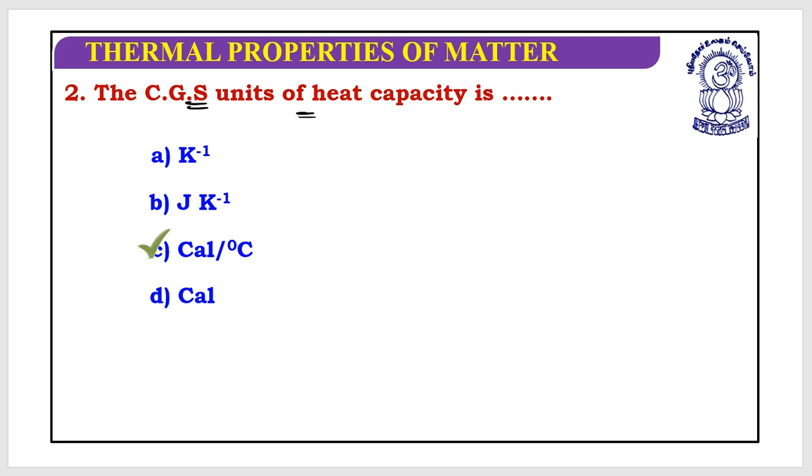Let's work on the next question. It asks for the CGS unit of heat capacity. Delta H equals delta Q divided by delta T. It's calorie per degree Kelvin. This is the CGS unit of heat capacity. This is the SI unit of heat capacity. So this would be the correct answer.